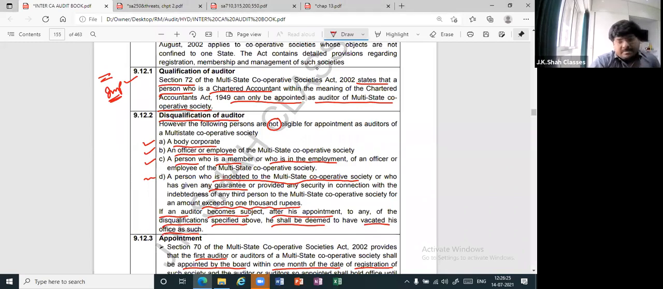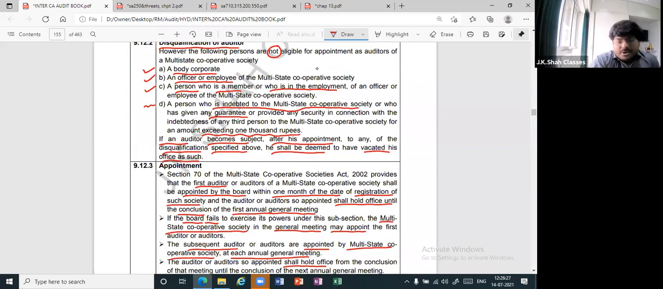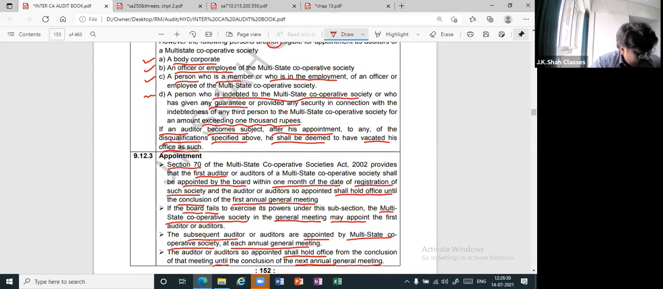Acha. Now, appointment. Appointment is also very simple, same as company audit only. Check Section 70 of the MSCS Act, the first auditor. The first auditor of a cooperative society will be appointed by the BOD. If you remember, there also the first auditor was appointed by the BOD within 30 days from the date of incorporation or registration, meaning it is one and the same. Here also it is BOD, but within 1 month, again from the date of registration. And he shall hold the office till the first AGM.